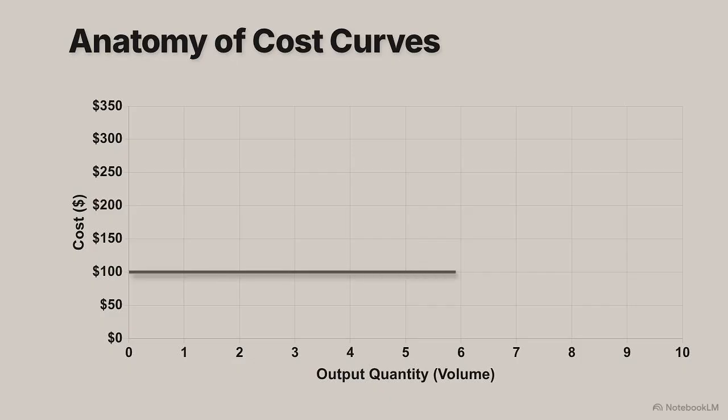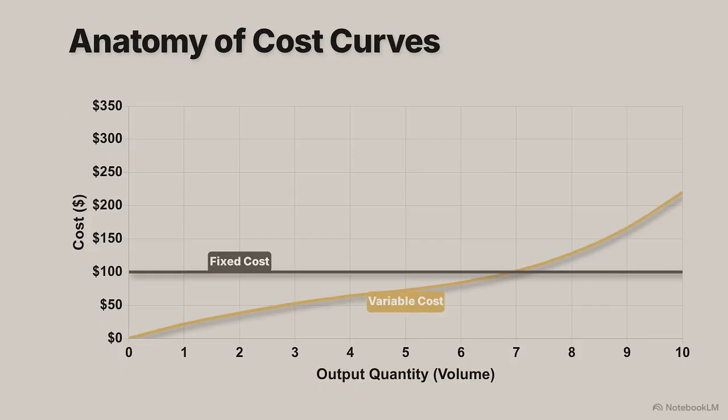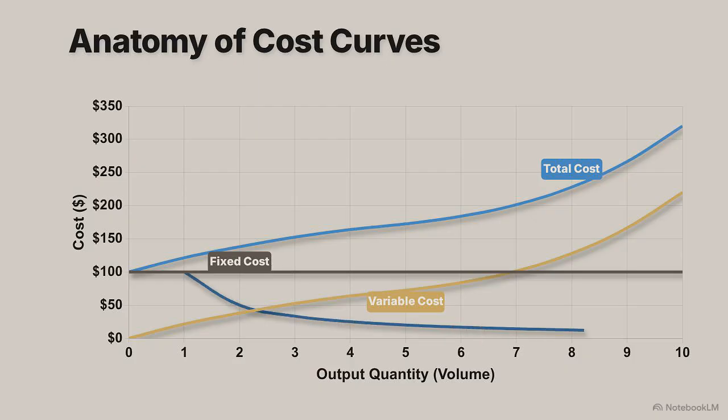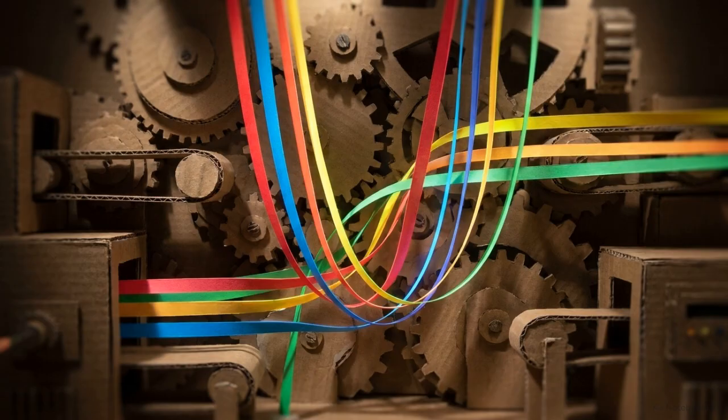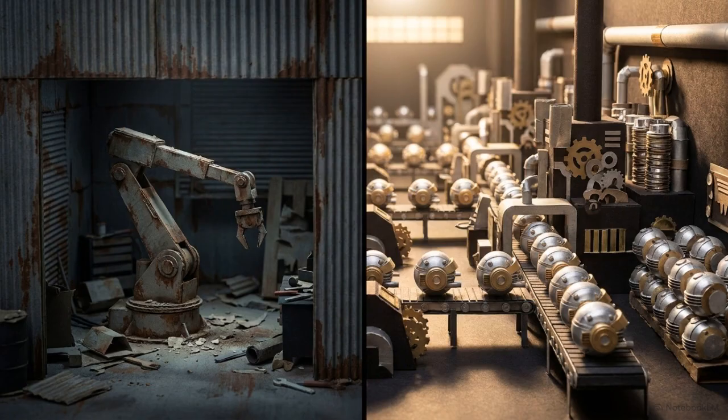Let's review the anatomy. Fixed costs stay flat. Variable costs shift with volume. Total cost combines them. Average fixed cost slopes down forever, and average variable and average total costs form the U-shape. Understanding exactly how these mathematical lines interact is the only way to keep the machines running. It is the dividing line between running out of credits and building a profitable empire.